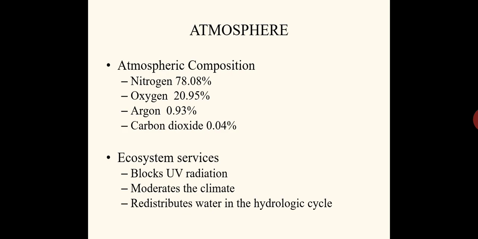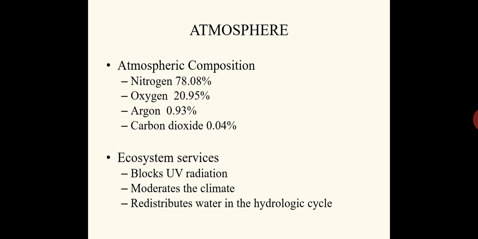Now what is the purpose of the atmosphere? I have already told you we are lucky to have such an atmosphere. The main ecosystem services provided by the atmosphere to us: the first one is that it blocks the ultraviolet radiation coming from the sun. As we all know, it is very harmful for human beings as well as animals. So the main function of the atmosphere is to protect us from the ultraviolet radiation; the ozone layers are there to block it.